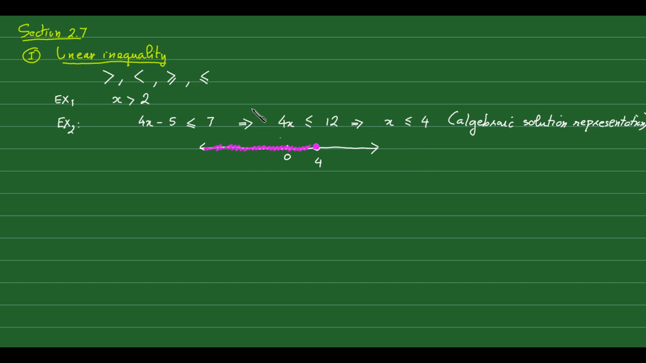So this is called the graphical representation of the solution. This is the second way to express the solution. The first way is whatever you have when you solve the linear inequality.